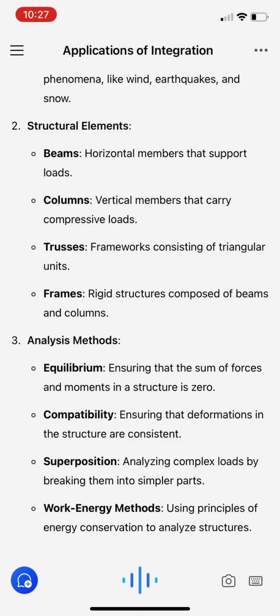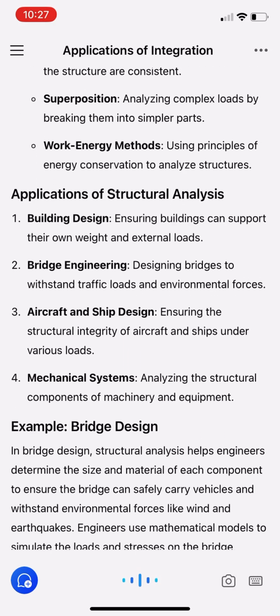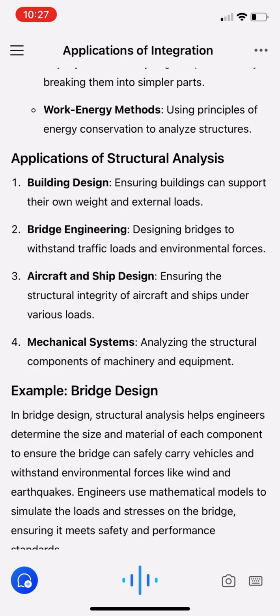Analysis methods. Equilibrium, ensuring that the sum of forces and moments in a structure is zero. Compatibility, ensuring that deformations in the structure are consistent. Superposition, analyzing complex loads by breaking them into simpler parts. Work energy methods, using principles of energy conservation to analyze structures.